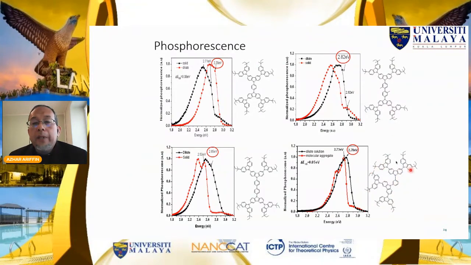And if we have this kind of structure, you can see the triplet energy is also maintained, similar to this one. So this is the whole idea why carbazole is good in this OLED study, because we can functionalize the carbazole and at the same time maintain the molecule at a high level of triplet energy. Because in the OLED study, one of the important criteria is to have the molecule at high triplet energy. This is in order to get a blue light from the OLED device.